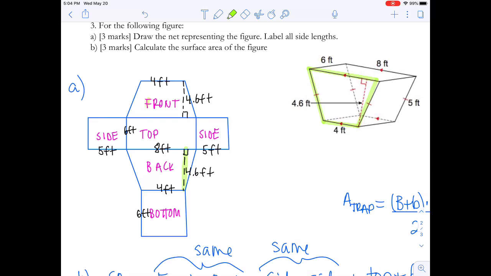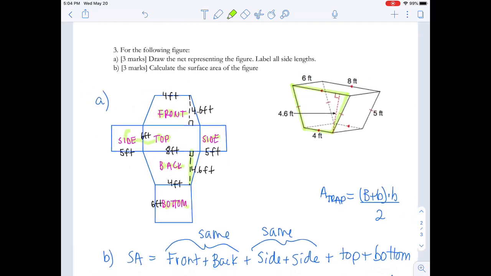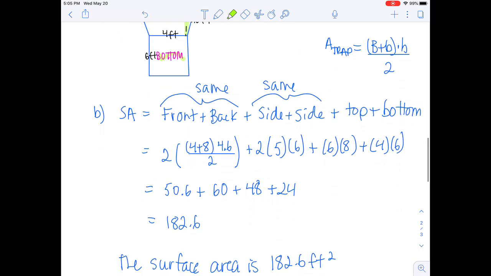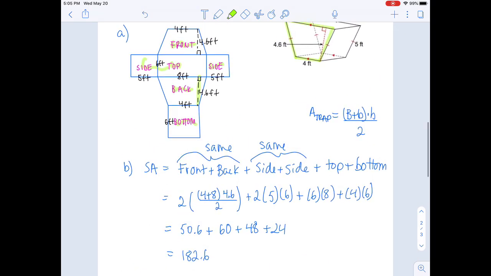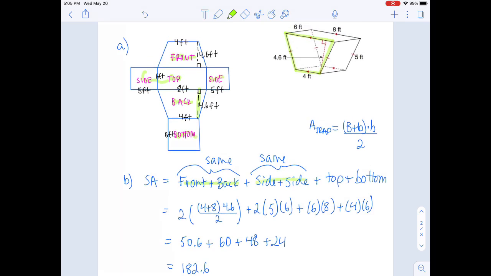And I also labeled them front, back, top, bottom, and sides, because in my next step, where I have to actually compute the surface area, I want to reference my net when I use the dimensions. So I also know that the front and back dimensions are the same. They're the same trapezoid. I know that the sides are also the same, but the top and the bottom, they're different from each other. So because these two are the same, I can just multiply the trapezoid by 2 and the rectangle by 2.